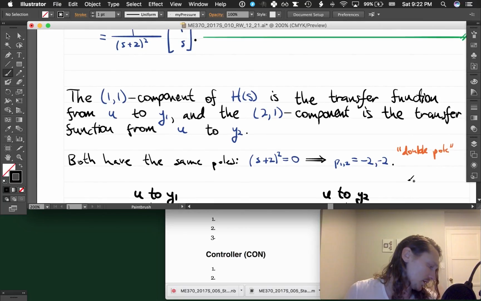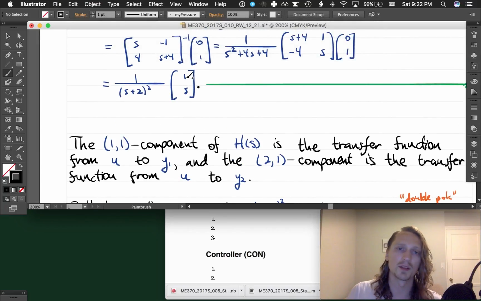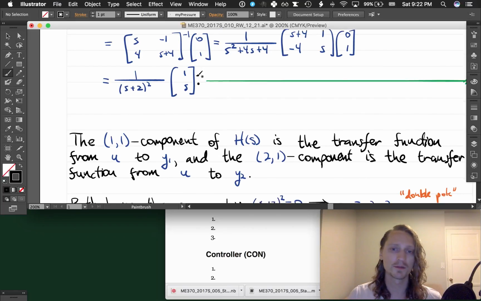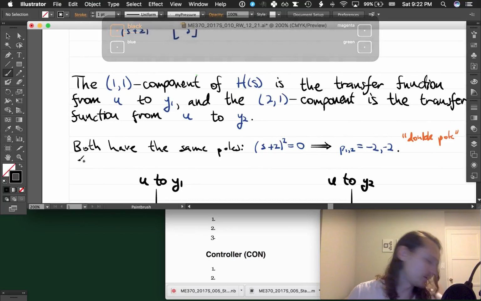Now, when I look at the zeros, we need to know when the numerator goes to 0. The numerator of the transfer function between u and y1 is 1, and no matter how you change s, 1 never becomes 0. Therefore, we have no zeros, or 0 zeros, which I think is rather fun to say.